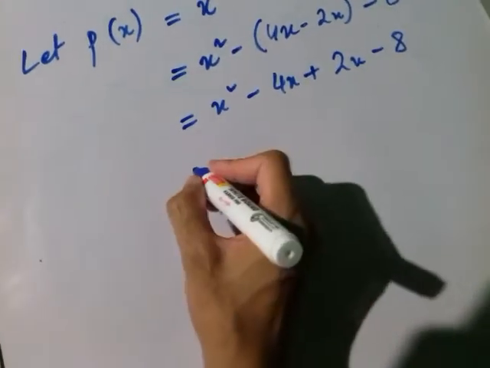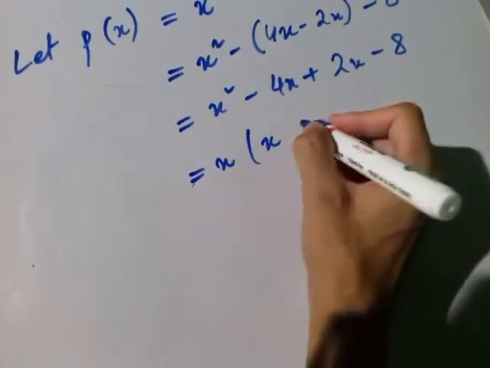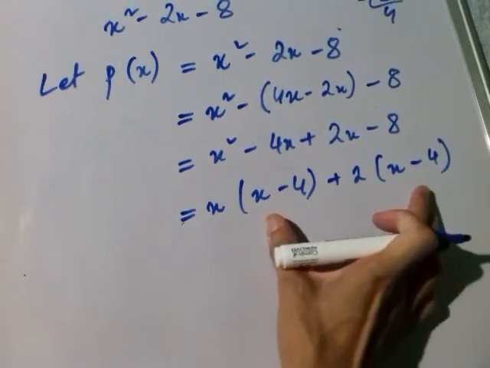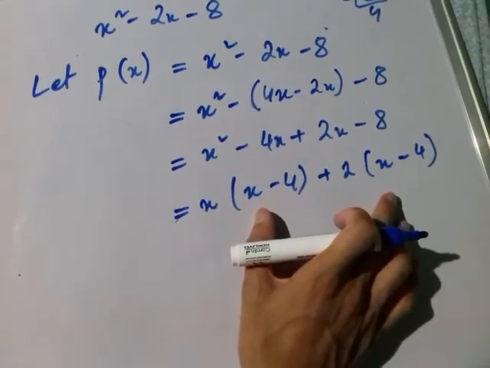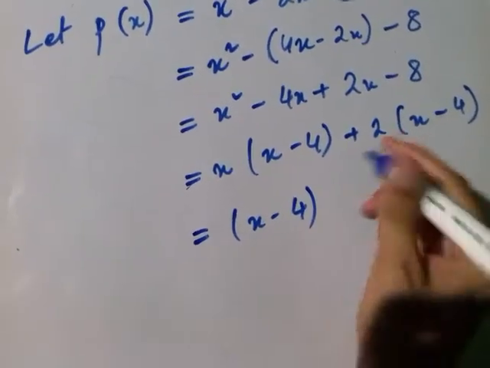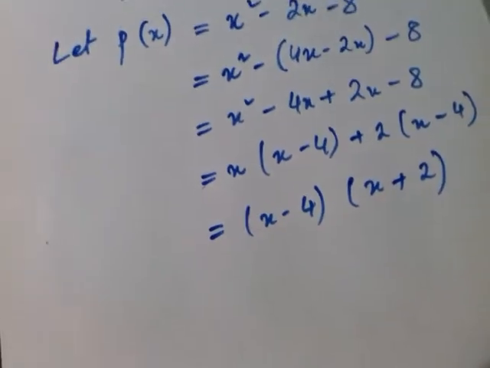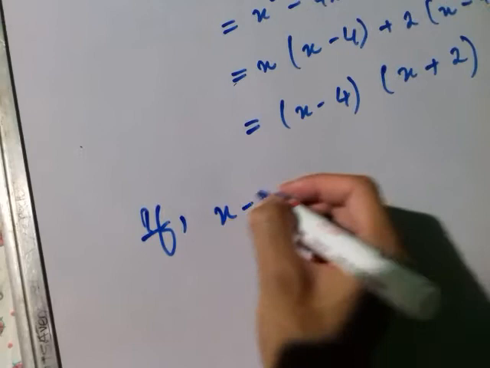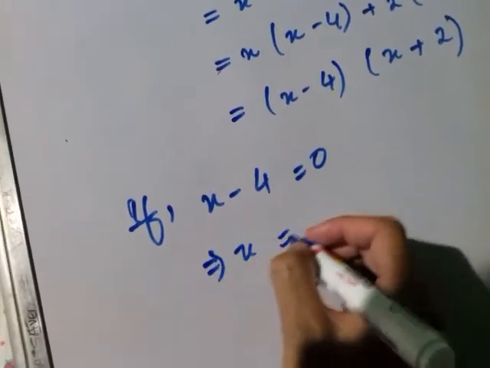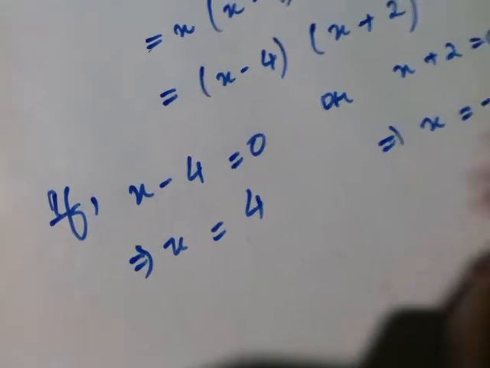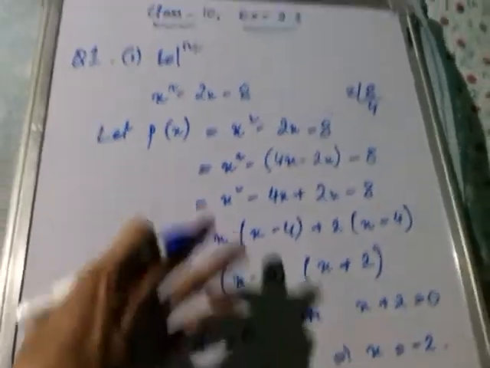After that you take common: x into x minus 4 plus 2 into x minus 4. These two terms must be equal; if they are not equal, then your answer is wrong. So here it will be x minus 4 and x plus 2. When x minus 4 equals 0, x equals 4, or x plus 2 equals 0, x equals minus 2. You have done this process already in class 9.